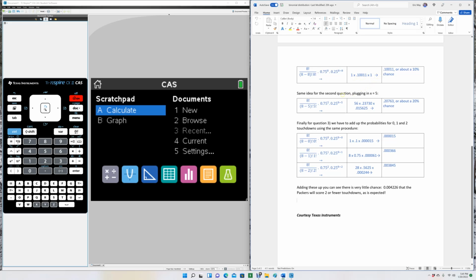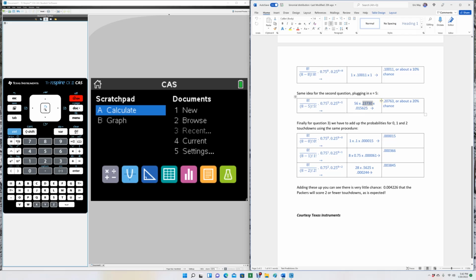We do the same thing for the second question. Instead of using 8, we use 5 because we wanted to know what the rate of exactly 5 touchdowns is. We can compute that. We get 56 times 0.23730 times 0.015625, and that gives us the answer of 0.20763, or about a 20% chance that they would score exactly 5 touchdowns.